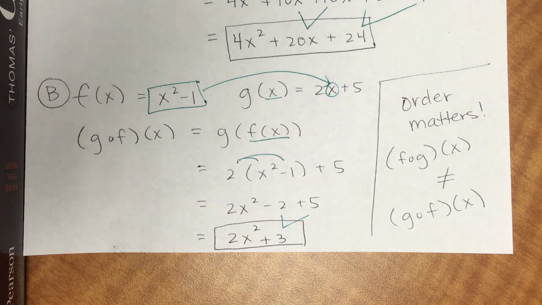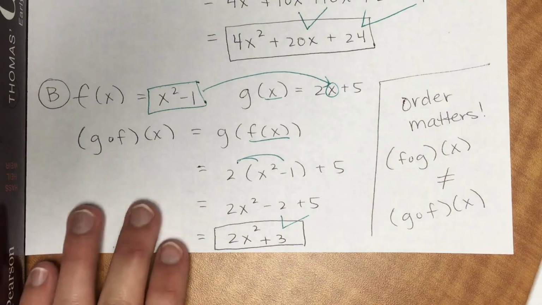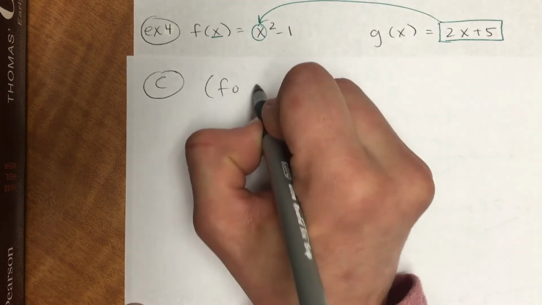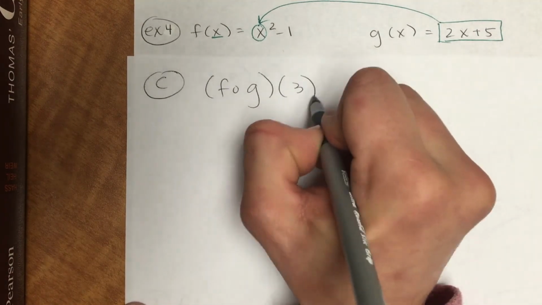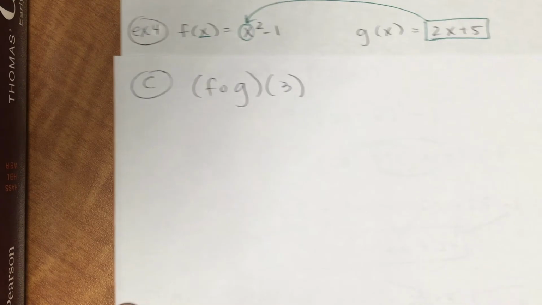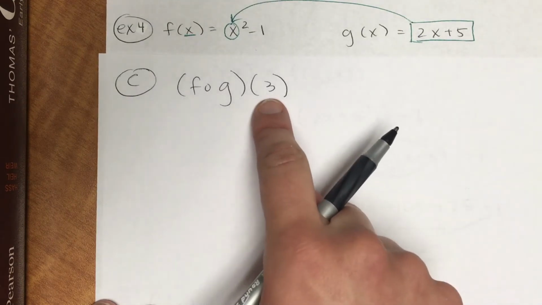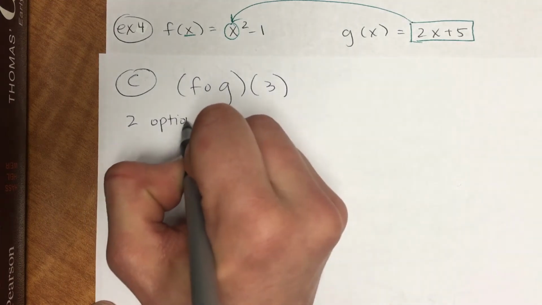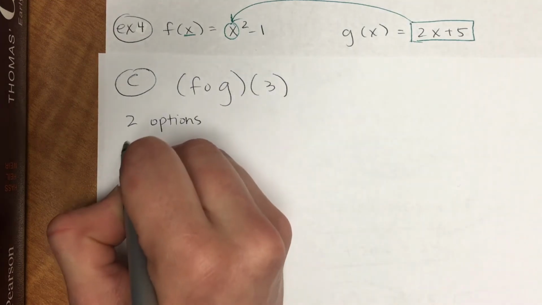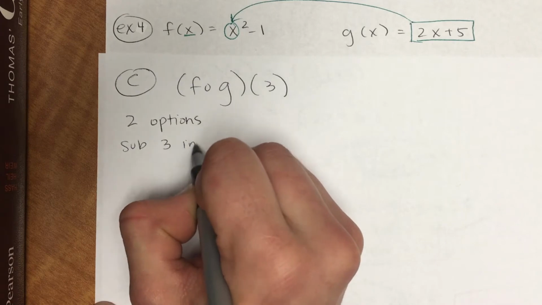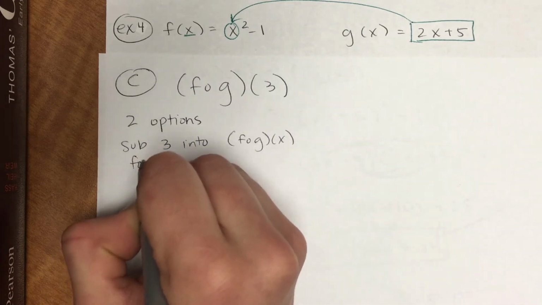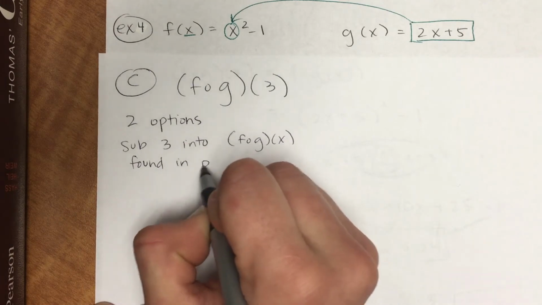One other way that you can see this, just straightforward before we do a different example, is part C. I could ask you to do f of g of 3. So just like in the last video when I had a number, I can plug in the number. I have two options just like before. I already know what f of g is, so I could sub 3 into f of g of x, which we found in part A.